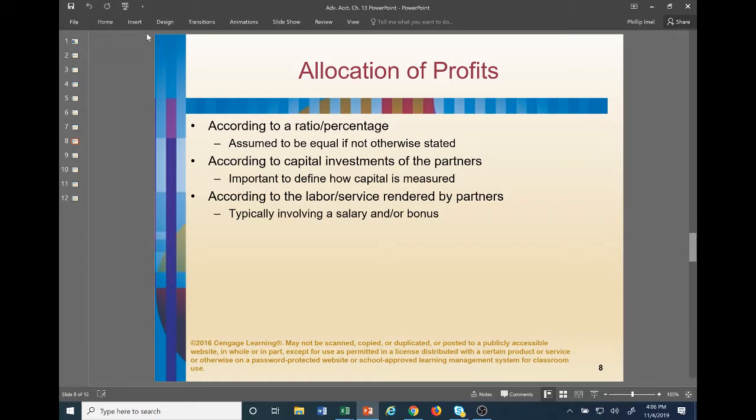Bonuses to partners also may be used as a means of recognizing a partner's service to the partnership. Such bonuses are most often stated as a percentage of partnership income, either before or after certain other components of the allocation process. Bonuses may be stated in reference to a variety of variables such as sales, gross profit, or a particular component of net income.